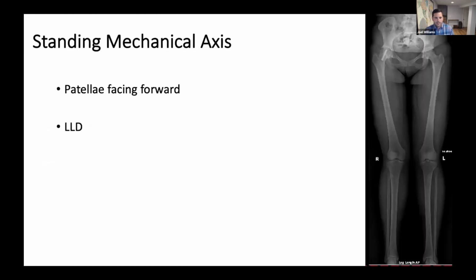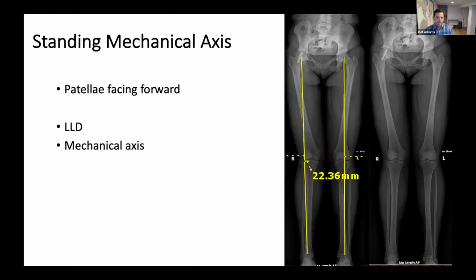The next image is a standing mechanical axis view. It's again important to be sure the patellae are pointed straight forward. To be critical in this x-ray, the patient's right lower extremity is rotated a little bit external, but I think the left side is forward facing. So this image can be used again to look at leg length inequalities and the mechanical axis.